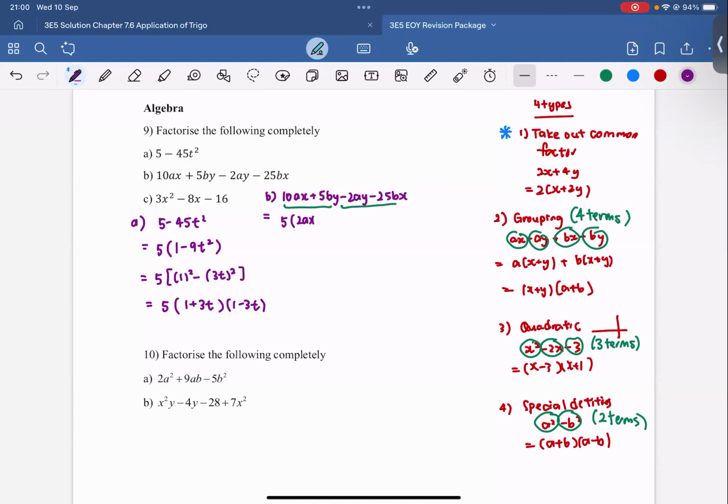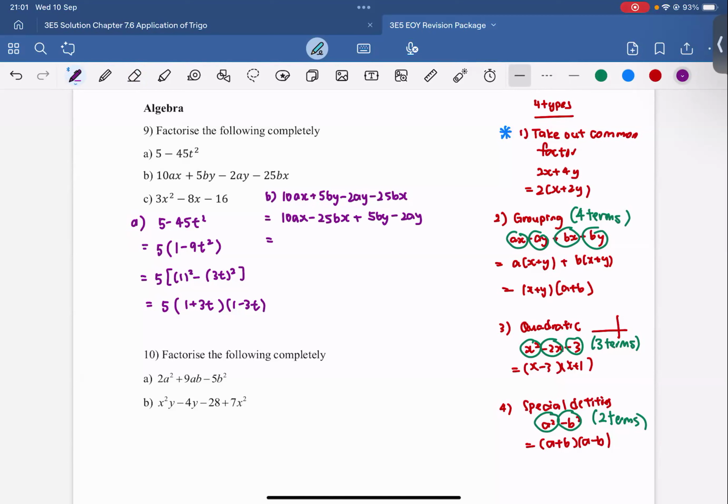Cannot, I need to rearrange my thing. Yeah, cannot. Because you take out 5, you get this. Okay, then the other one, you cannot take out anything. So we have to rearrange our term. We cannot put these two together. So, 10ax minus 2ay plus, maybe I put the x together. Okay, 10ax minus 25bx plus 5by minus 2ay.